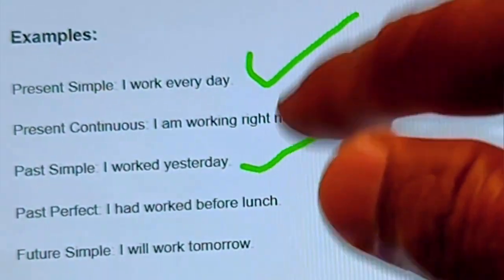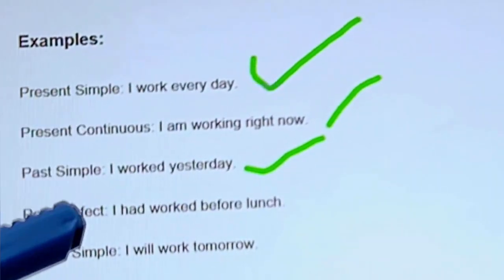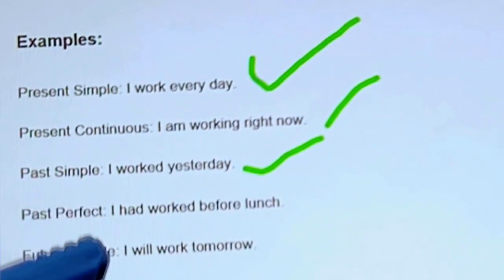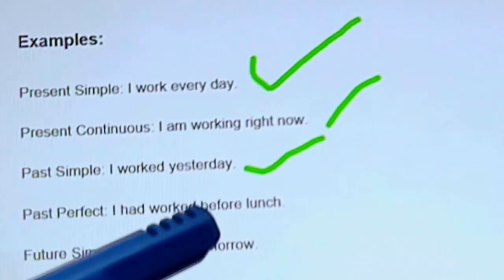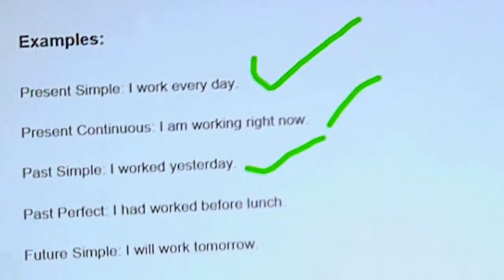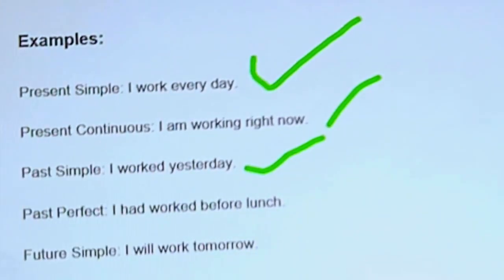Very easy sentence. And the next one is past perfect. I had worked before lunch. This lunch is gone. He has done the work, and it is past tense. The time is gone in the past. This is the past perfect tense.